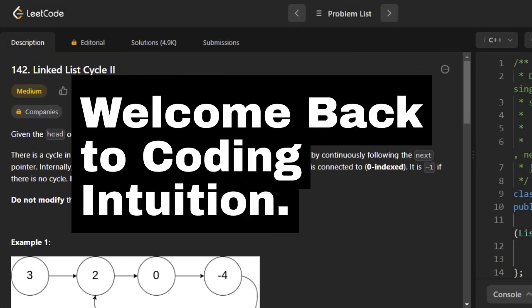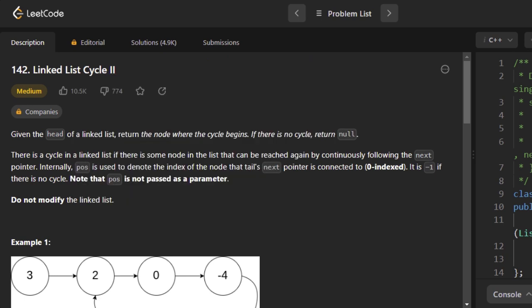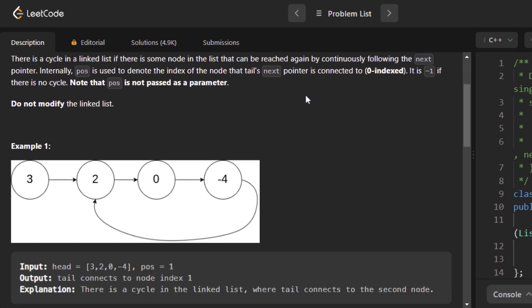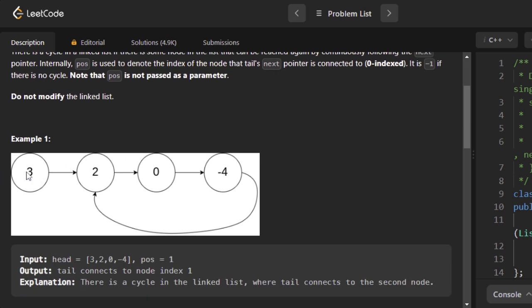Today we are going to solve the Linked List Cycle 2 problem on LeetCode. So let us quickly understand the problem first. In this question, we are given a linked list. We will basically be given the head of the linked list and we need to find out the point from where the cycle is starting inside the linked list.